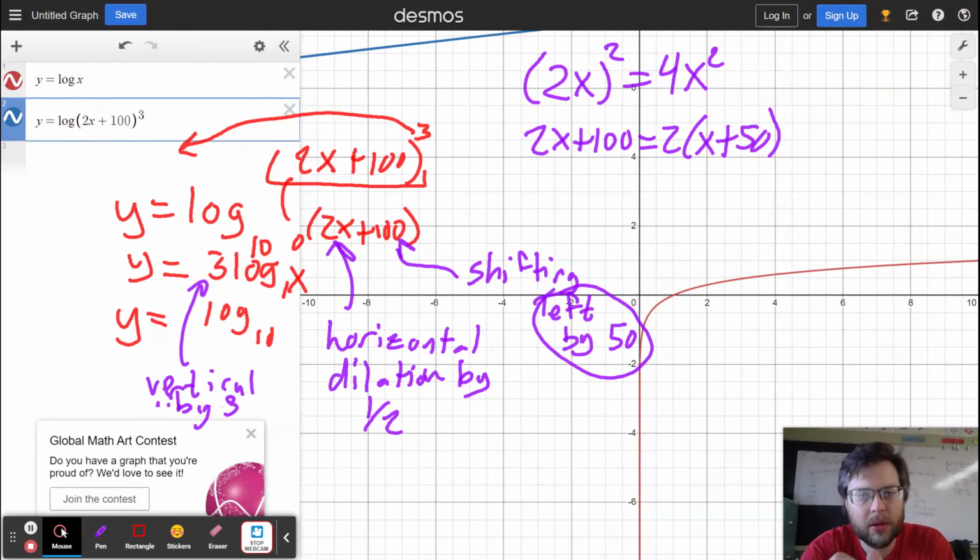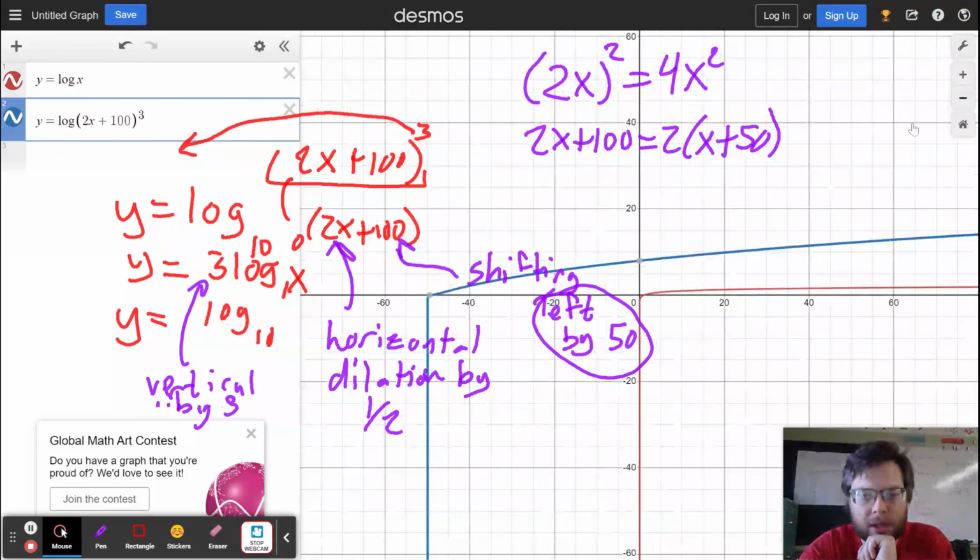And there we go. All right, so let's see what happened. Did we get it right? All right, so it definitely got shifted left by 50 because the asymptote used to be at x equals 0. Now it's at x equals negative 50. It does look like it's taller. It's hard to recognize the narrowness, but that is what happened, is that it made it half as wide with respect to the vertical asymptote.